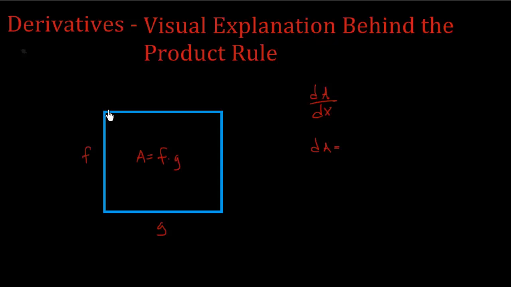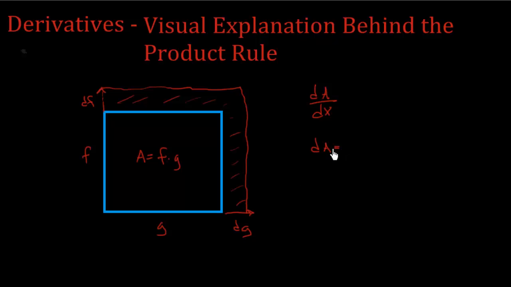Now, dA is the slight change in the area of this rectangle, which means that we would be increasing this. This would be df. For every tiny change in x, we would increase this in this direction, and we would be going in this direction, a change of dg. So what we have is this little extra area that we are adding on. All of this right here represents dA. All right, so that's dA.